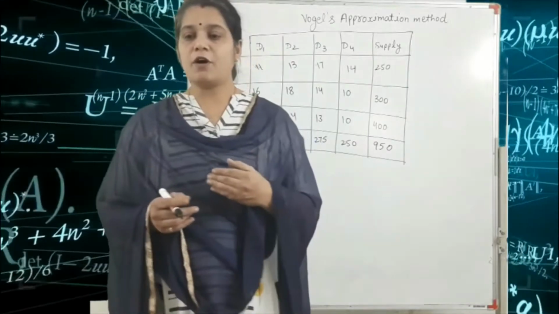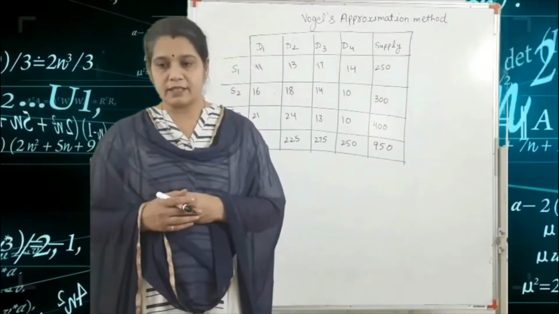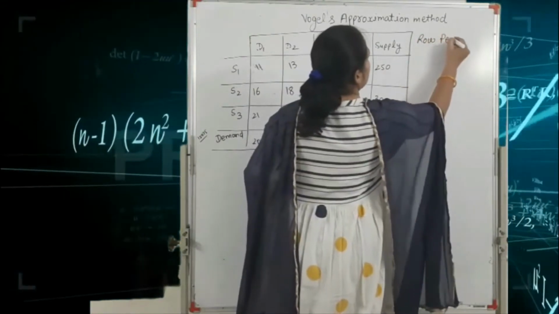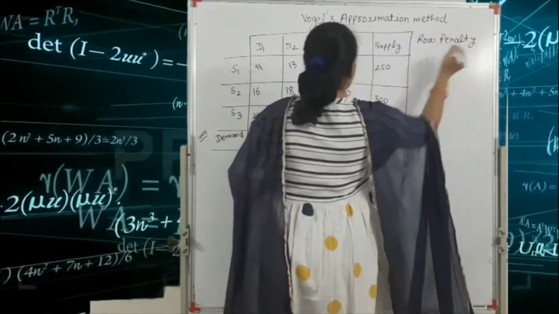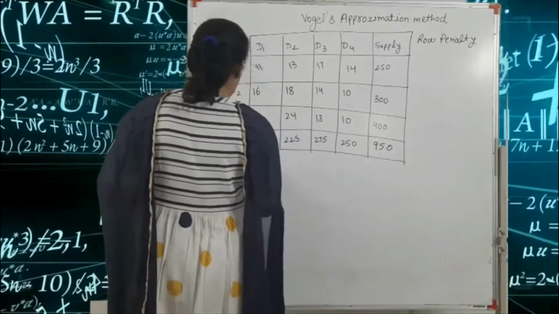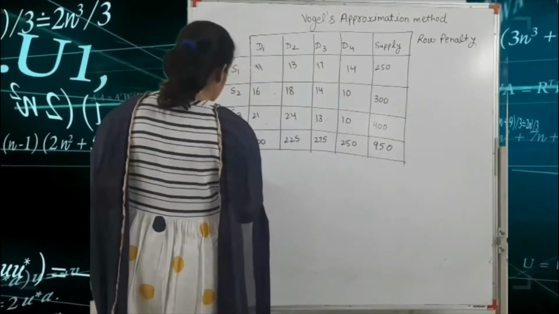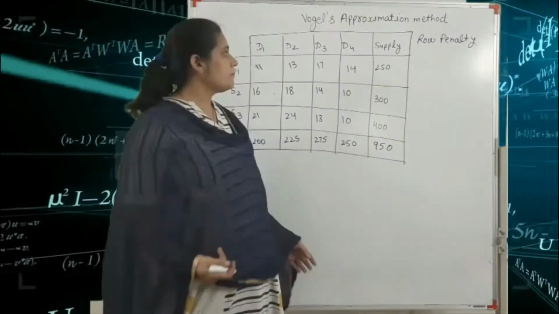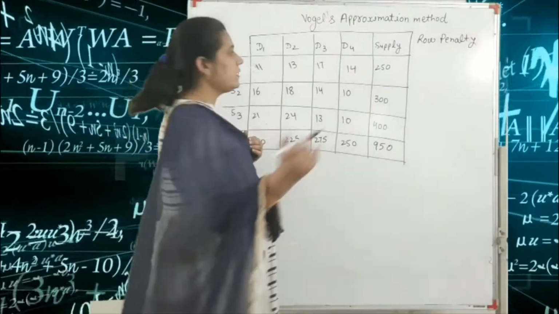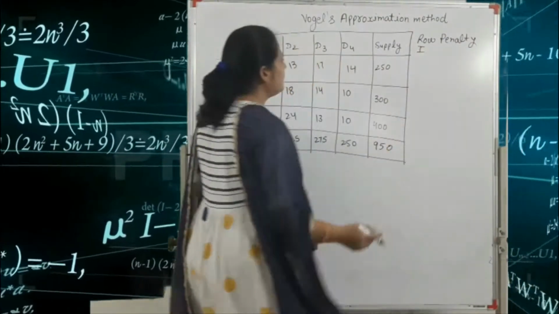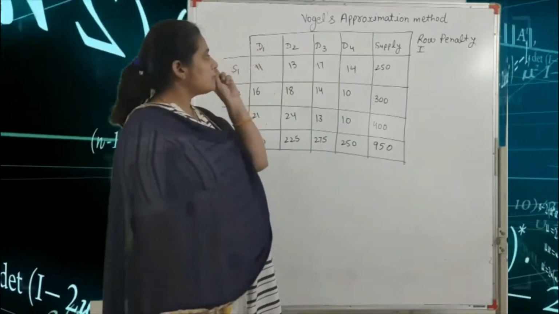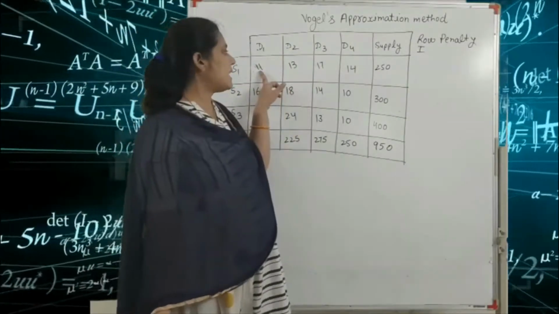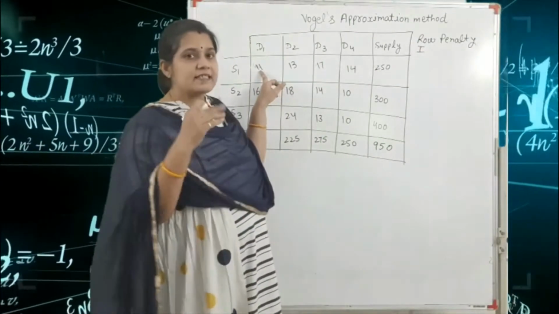With the help of Vogel's approximation method, we find the row penalty and the column penalty. First we find the row penalty and the column penalty. So what is the process for finding the row penalty? In the first row you select the minimum number, the lowest value. The minimum number is 11. And the next greater value is what?